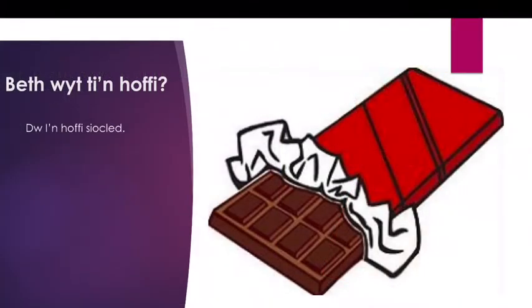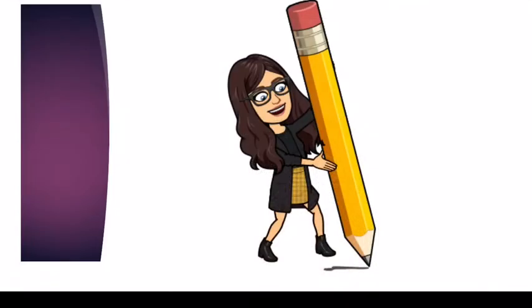Then our last language pattern for today is beth wyt ti'n hoffi? What do you like? Well, Miss Brill loves chocolate, so dwi'n hoffi siocled. Now we've reminded ourselves of some of our language patterns, let's get busy and write about ourselves.